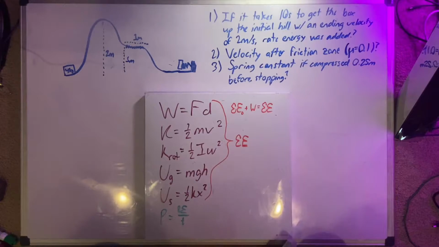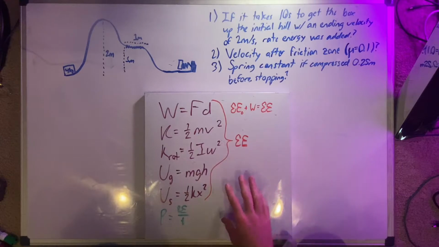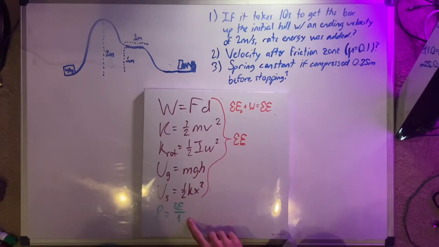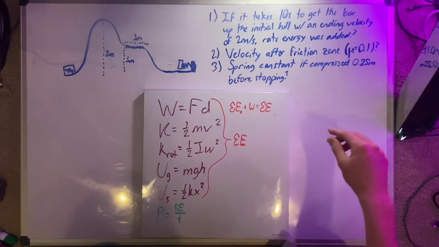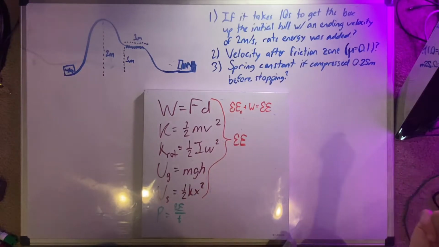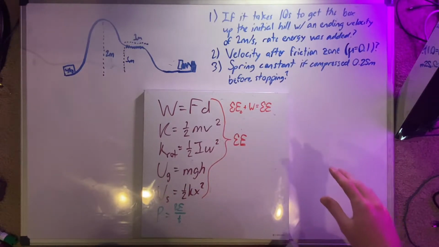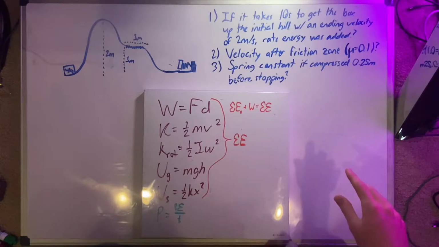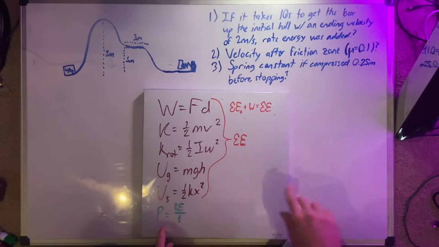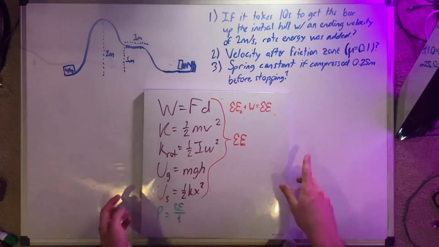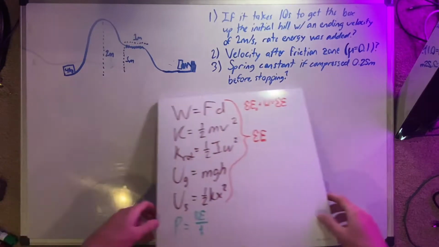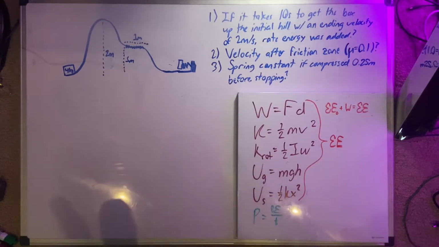The first one says, if it takes 10 seconds to get the box up the initial hill with an ending velocity of 2 meters per second, what was the rate energy was added? This involves the one thing on this list I didn't talk about so far, power. Anytime you see the rate of energy added or consumed, those are normally your keywords to think about power. Power is the change in energy divided by the change in time. So if that's what our power is, we have to think about how this is working.